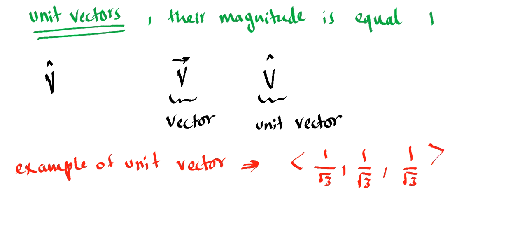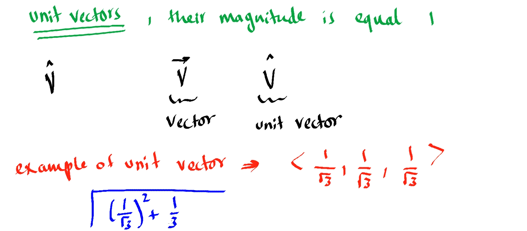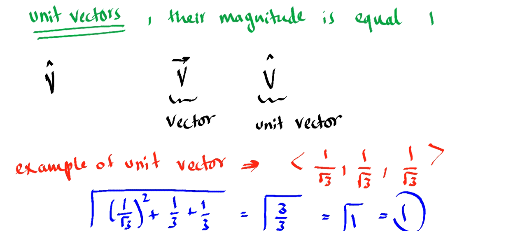So let's double check and make sure it's a unit vector. If we take the magnitude of this vector, it should be equivalent to 1. So I take the square root of the first component squared, which is 1 over 3, plus the second component squared, which is going to be 1 over 3, plus the third component squared, which is also going to be 1 over 3. And so we're going to have the square root of 3 over 3, which is the square root of 1, which is equal to 1. So that's a unit vector.